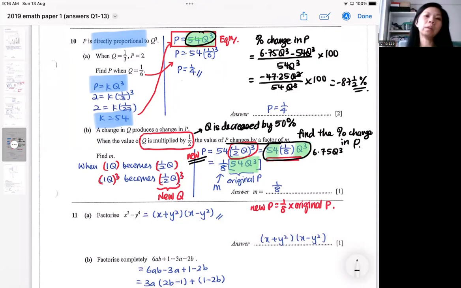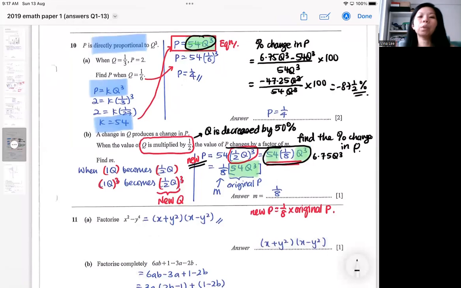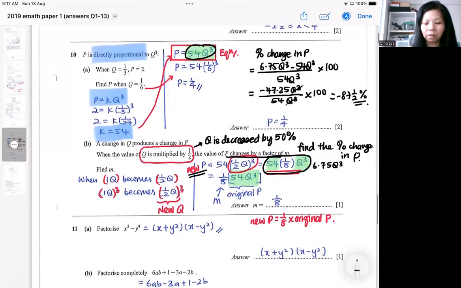Okay, so in the same way, they can rephrase it to Q being decreased by 50%, find the percentage change in P. So the procedure will still be the same, but the ending calculation will be a bit different. So the phrasing is a bit different here, but essentially it's the same thing.